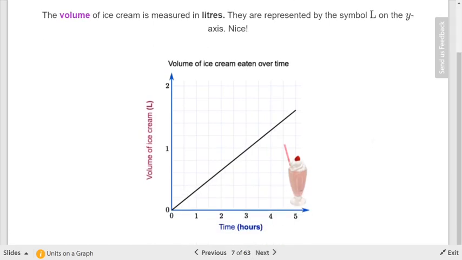Okay? All right? And so also notice at the very top, they have a title for the graph. This is the volume of ice cream eaten over time. If your graph doesn't have a title, your graph is wrong. Because if you don't tell people what it is you're measuring, then the data that you have is worthless.